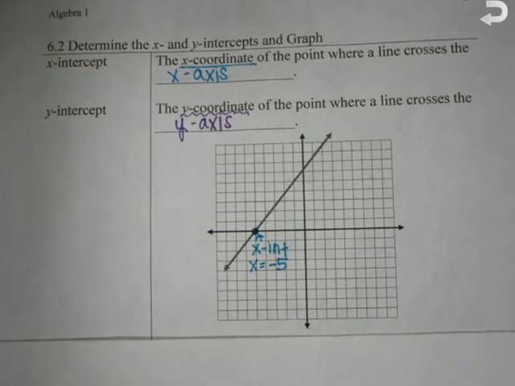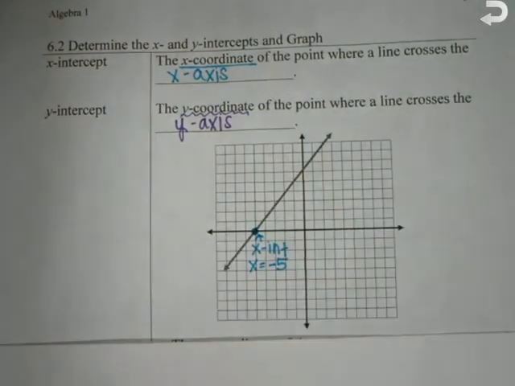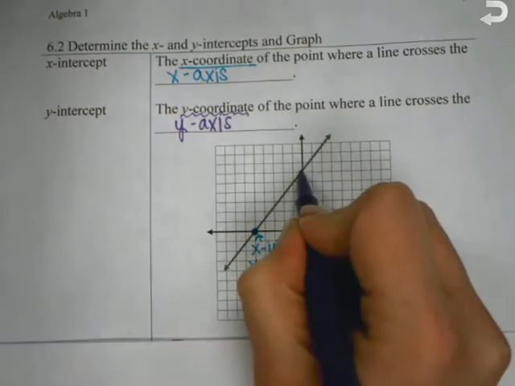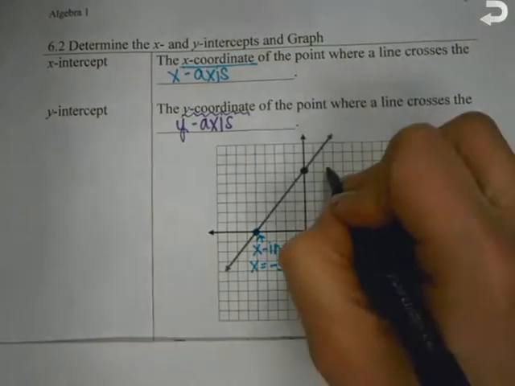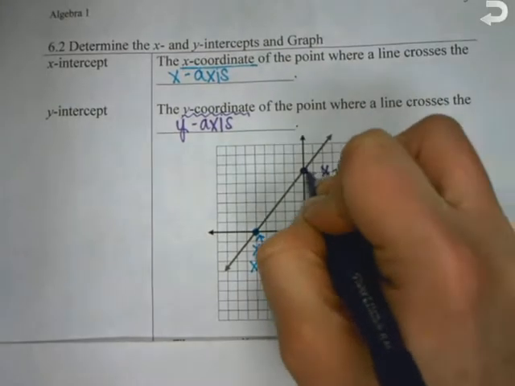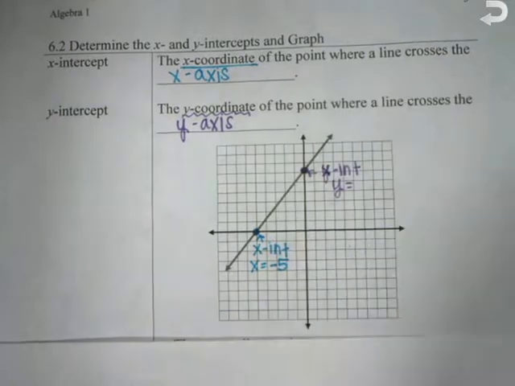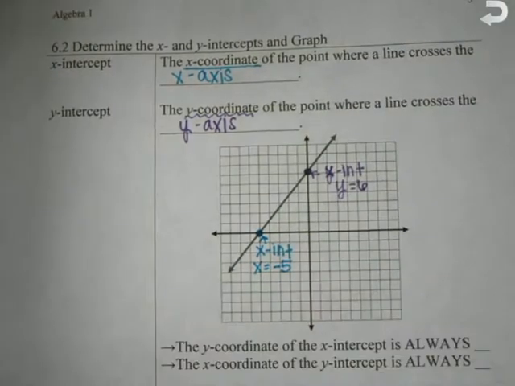Okay, what about the y-intercept? Will you plot the point at the y-intercept? It's where the line crosses the y-axis, so it's right here. So this is the y-intercept. And it's at y equals what? 6.